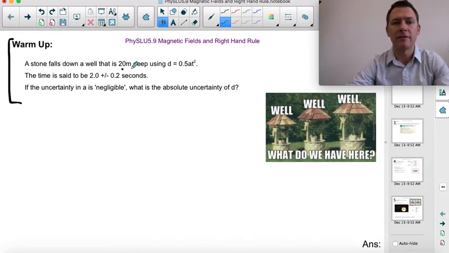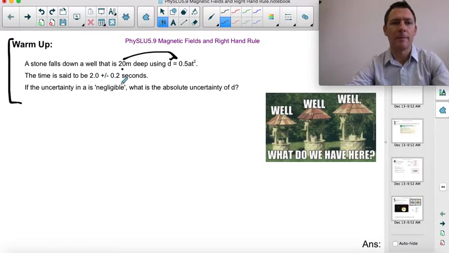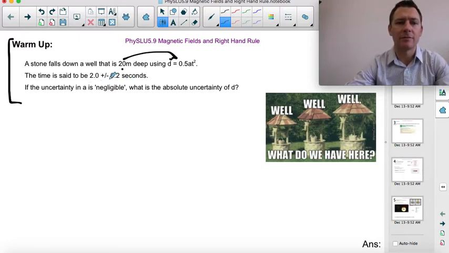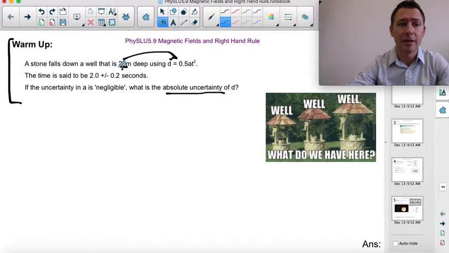If you used this, you'd put in 20 for the d, you'd multiply by 0.5, you'd multiply by 2 to get rid of the 0.5, you'd divide by 10, you'd take the square root, and you get 2, so that makes sense. They're saying this is plus or minus 2 seconds is our uncertainty of the time, and we want to know the absolute uncertainty of the distance d based on that.